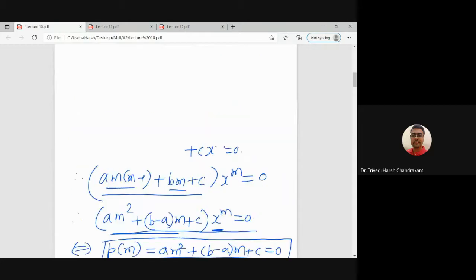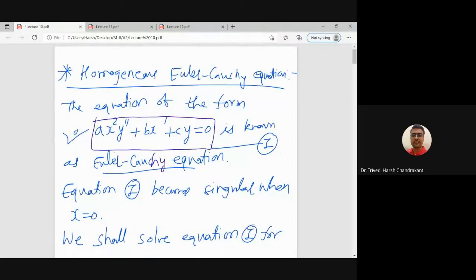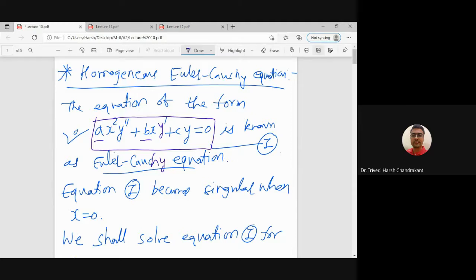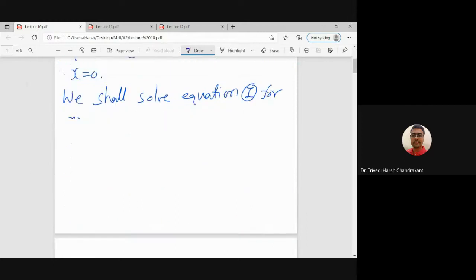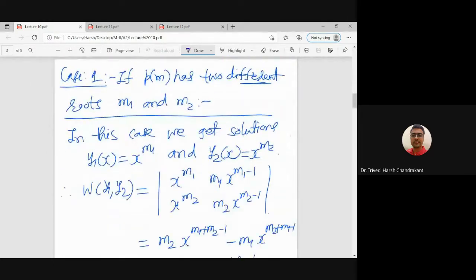So whenever such an equation is given, we find the coefficient of x square y double dash, that is a, the coefficient of xy dash is b, and the coefficient of the y term is c. Substituting a, b and c in the characteristic polynomial gives us the characteristic roots. So here the characteristic roots are m1 and m2.